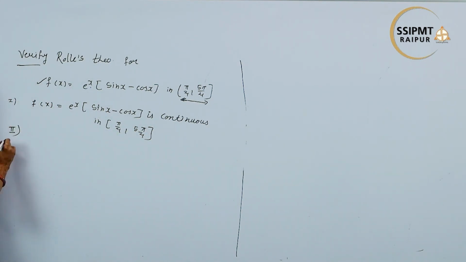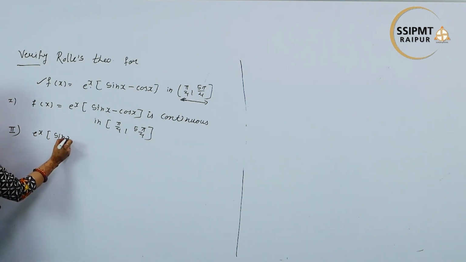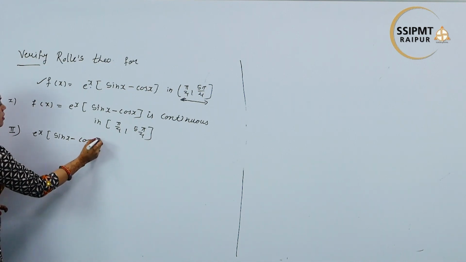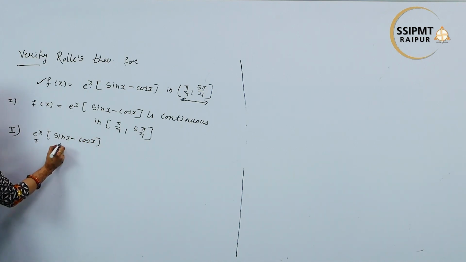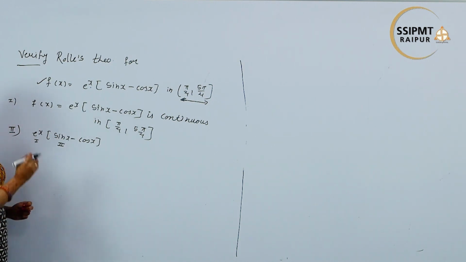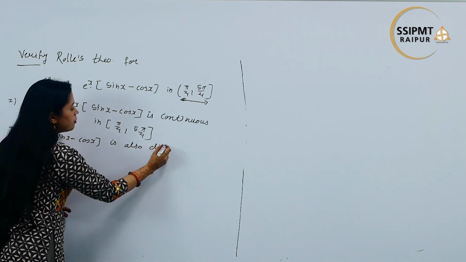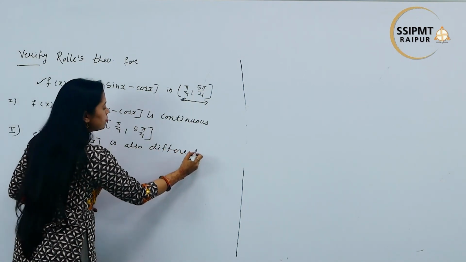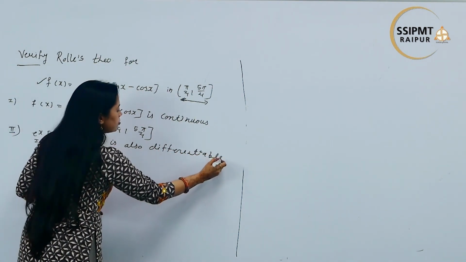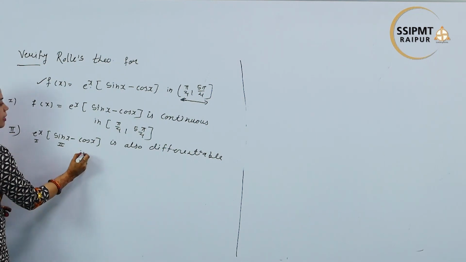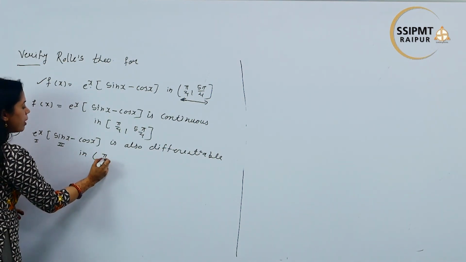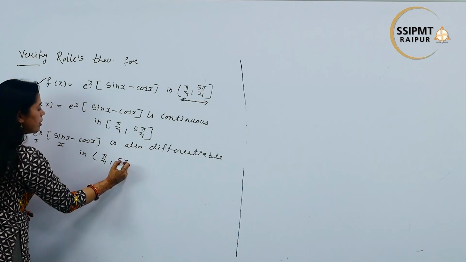In a similar way, we can show that e^x (sin x - cos x), since both the functions are differentiable in the range pi/4 to 5pi/4, their product is also differentiable in the interval pi/4 to 5pi/4.